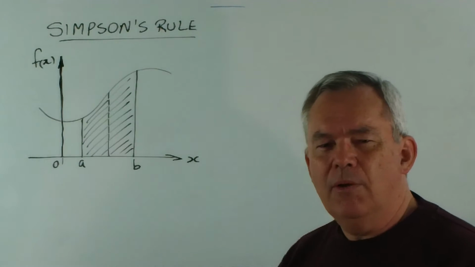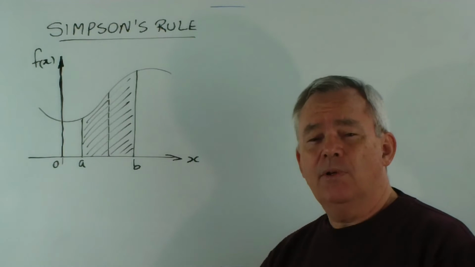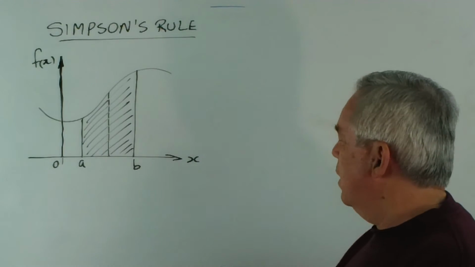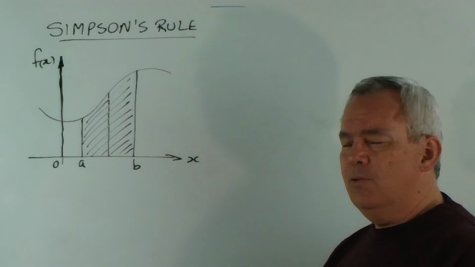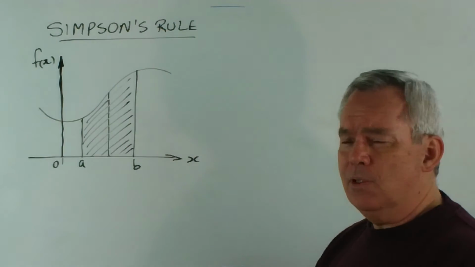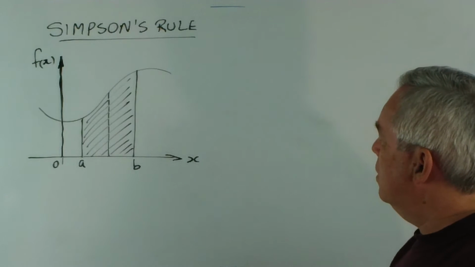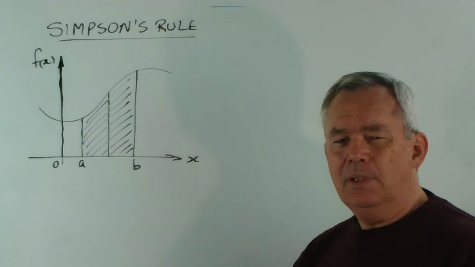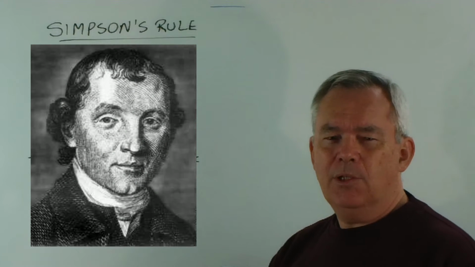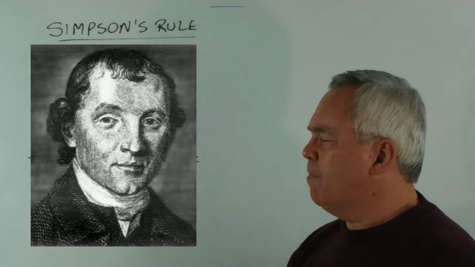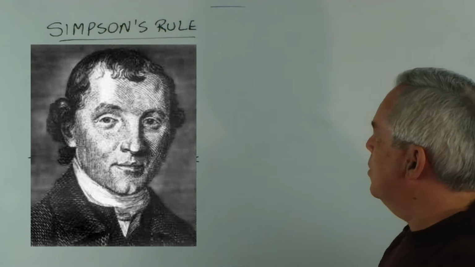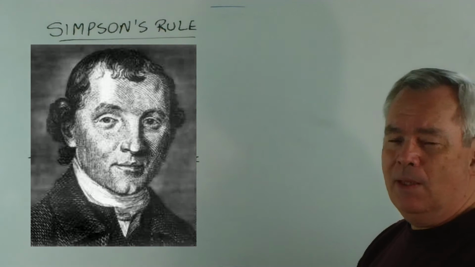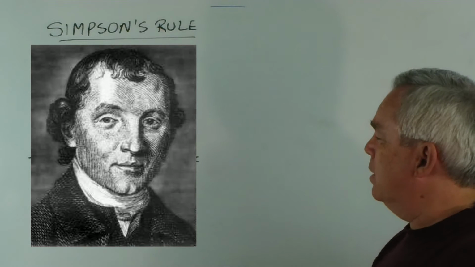If you've been following my videos about how to find areas of plane figures, you realise we've finally come to finding areas underneath curves. And this particular lesson is about Simpson's Rule. It's named after Thomas Simpson, an English mathematician from the mid-1700s who has his name attributed to this. It did exist before him.